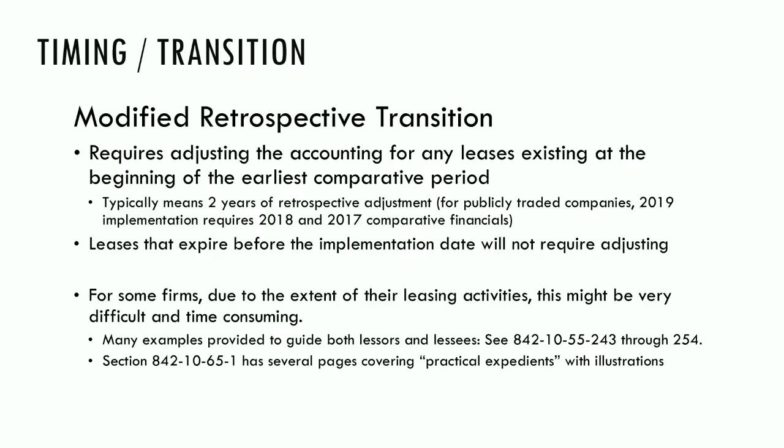For some firms, depending upon the extent of your lease activity, it could be difficult. It could be time-consuming. What is nice, though, is that there are a lot of examples in the ASC 842 documentation. Paragraphs 243 through 254 give numerous examples for both lessors and lessees: how to adopt, how to restate, what should I show, what should I not show. And then there's also several pages covering the practical expedients. How can I make this a little easier if the bulk of my business is leasing?